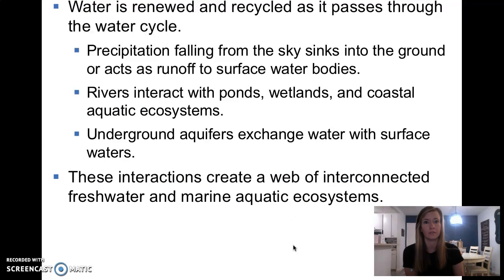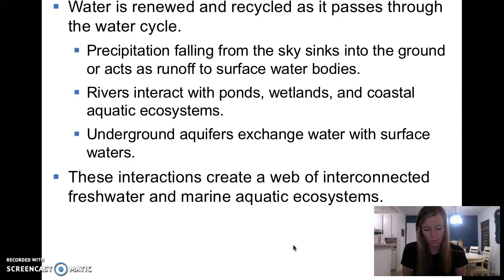So water is renewed and recycled as it passes through the water cycle. We start with precipitation, where water falls from the sky, sinks into the ground, or acts as runoff to surface water bodies, like the ocean or large lakes. Then the rivers interact with ponds, wetlands, and coastal aquatic systems, and underground aquifers exchange water with surface waters. So those are most of the movement that's happening within the water cycle.